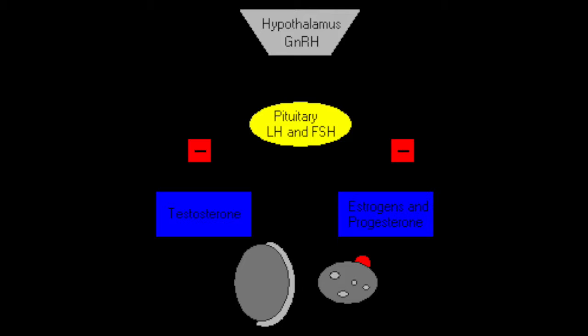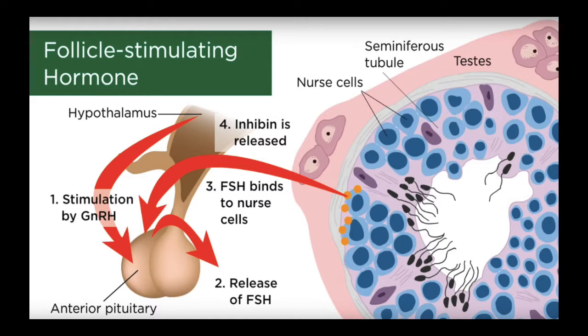In males, LH induces the release of testosterone, and FSH induces the production and maturation of sperm in the seminiferous tubules. So what does FSH do again? FSH targets nerve cells within seminiferous tubules. When stimulated by FSH in the presence of testosterone, the nerve cells house the production and early maturation of sperm.